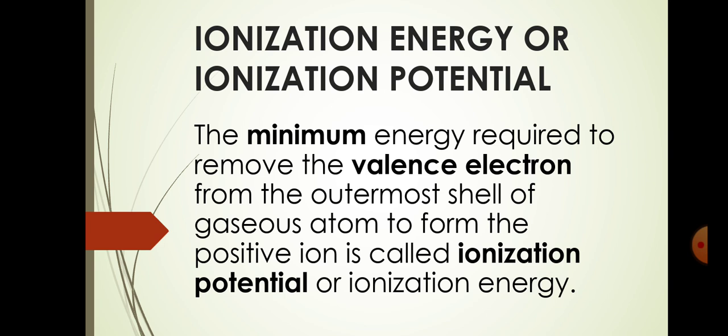We require the energy to remove the valence electron from the outermost shell of the gaseous atom, and when that electron is removed from the valence shell, or the outermost shell of any atom, it forms a positive ion. When the loss of electron occurs, the energy required is called the ionization potential, or also we can say the ionization energy.